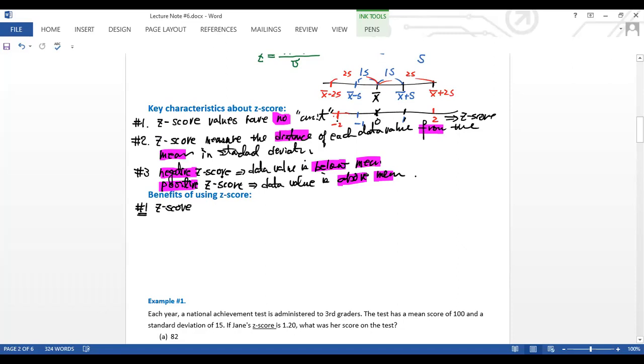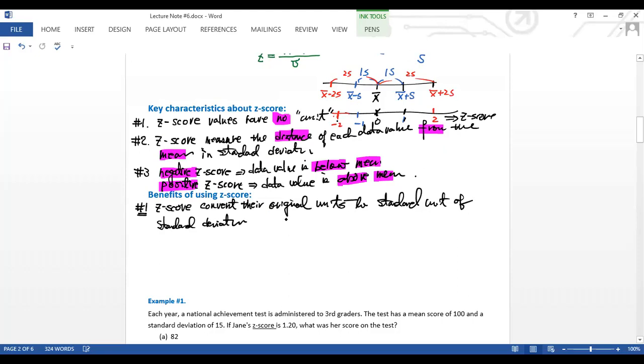okay, converts their original value, their original unit, to the standard unit, of standard deviation from the mean.